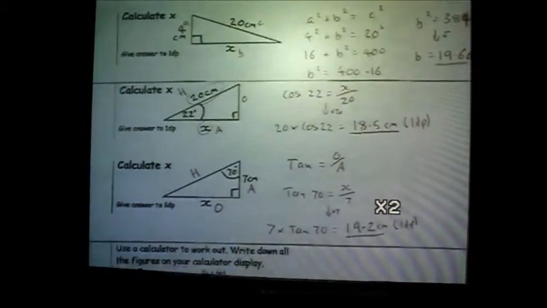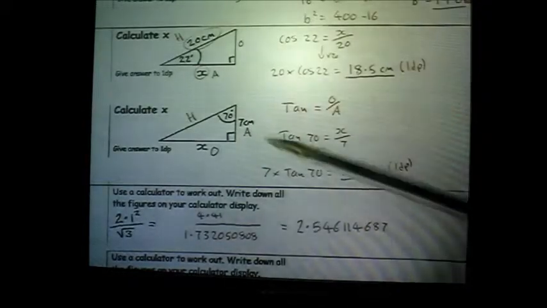The one underneath is a very similar question. Label it up. Again, so there's your opposite.